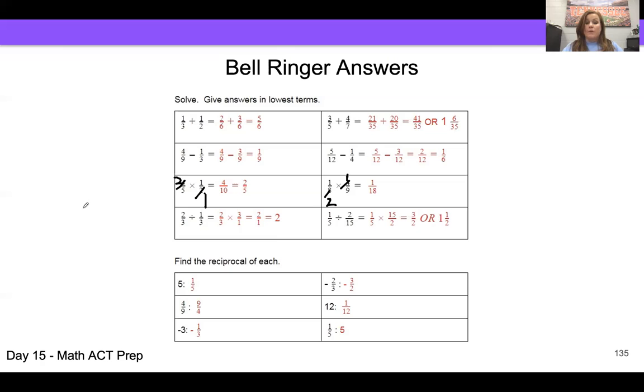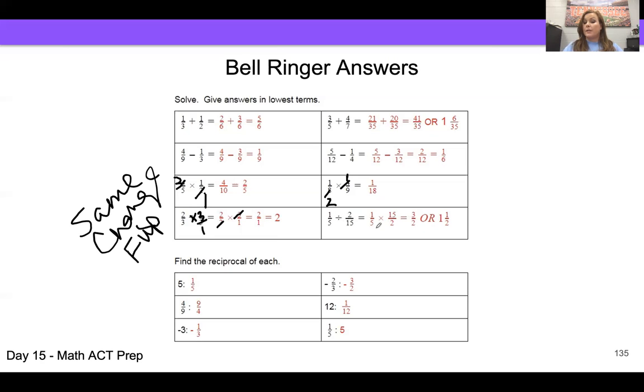Here, you need to remember it's same, change, and then flip. Anytime you see dividing fractions, it's same, change, flip. So I keep it the same. I change this to multiplication, and I flip this to 3 over 1. So same, change, flip. 3 goes into 3. Both of those become 1, so it's 2 over 1, which is a 2.